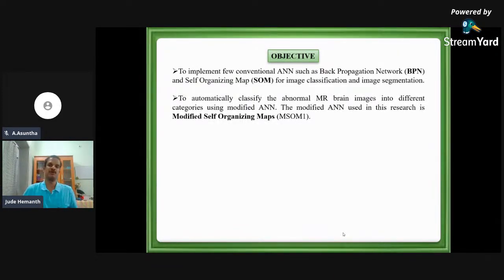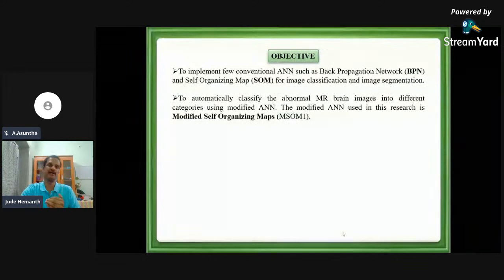So, in this session, what I'm going to teach you is that we are going to take image classification and image segmentation. One model for image classification and one model for image segmentation. The model I have chosen for image segmentation is BPN, which we have seen already in the previous session. For image classification, we'll be going for a self-organizing map classifier, which I missed in the previous session that I'll be dealing with in this session. Along with that, we are also going for two modified approaches. One is modified BPN and the other one is modified SOM.